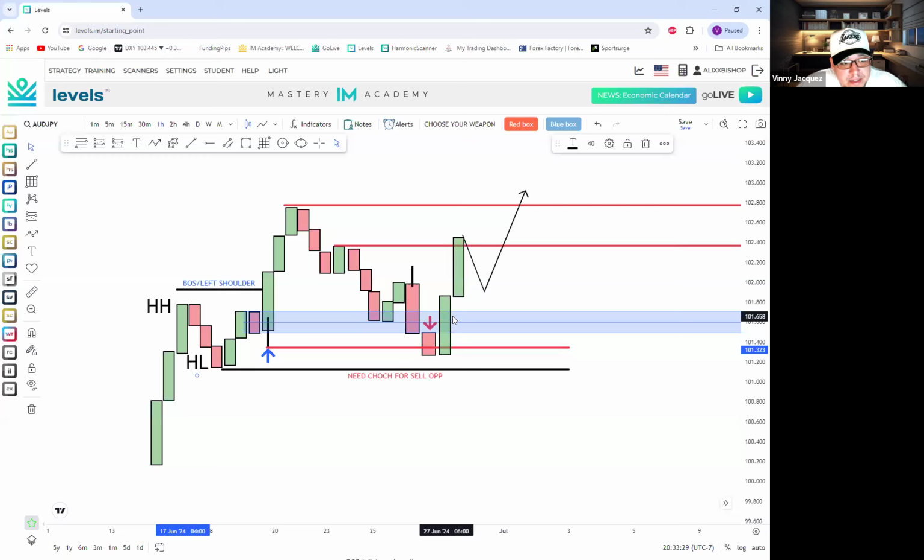Once that gets clapped, like this already got clapped. Yes, I agree. The stop loss was hit, and then the market reversed and ended up just continuing up. There are ways to get back in.